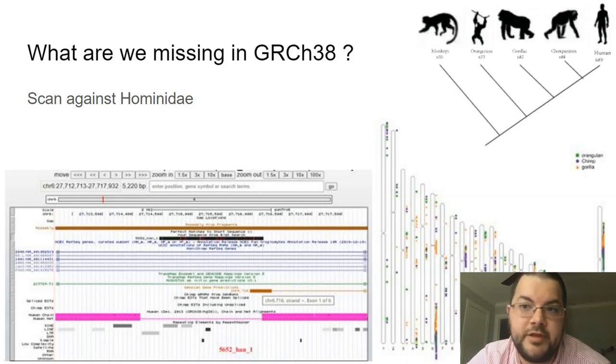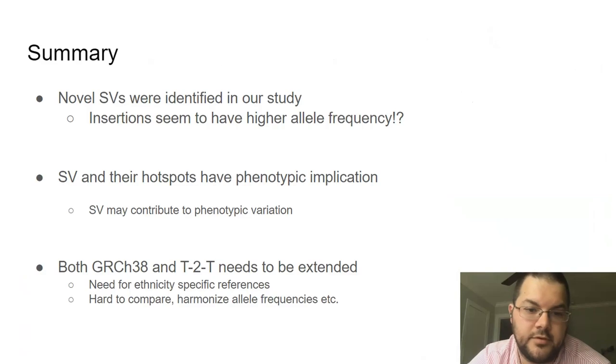We don't think that they are unique or specific to the Han Chinese ethnicity. We got more from short reads derived from other ethnicities, obtained from the HGSV group, which confirmed that these contigs that we identified are actually better representations of the diversity of the human genomes across multiple ethnicities. So with that, I want to summarize the talk today.